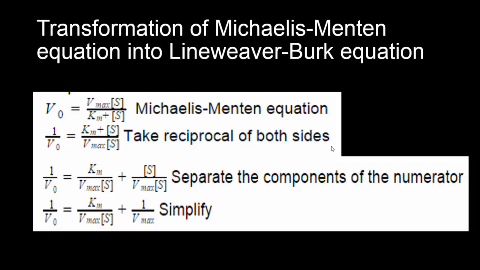The final equation is comparable to the standard equation for a linear regression, y equals mx plus b, in which 1 over v naught is y and 1 over the concentration of substrate is x. Negative 1 over Km is the x-intercept, 1 over Vmax is the y-intercept, and the slope is Km over Vmax. It is important to remember that once these values are calculated from the equations, the reciprocal must then be taken in order to obtain the actual values for Vmax and Km.